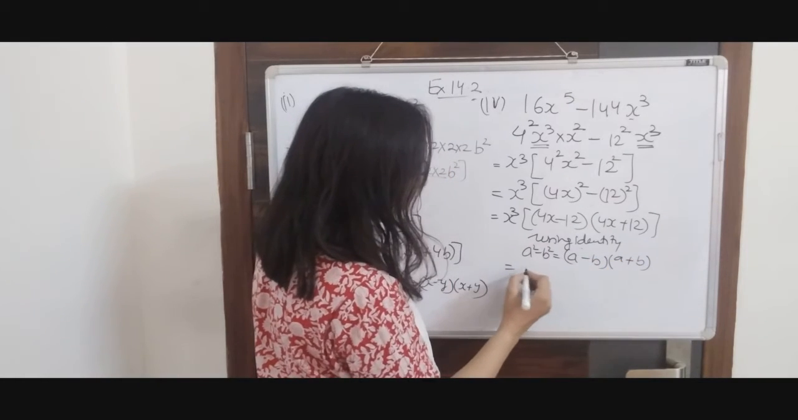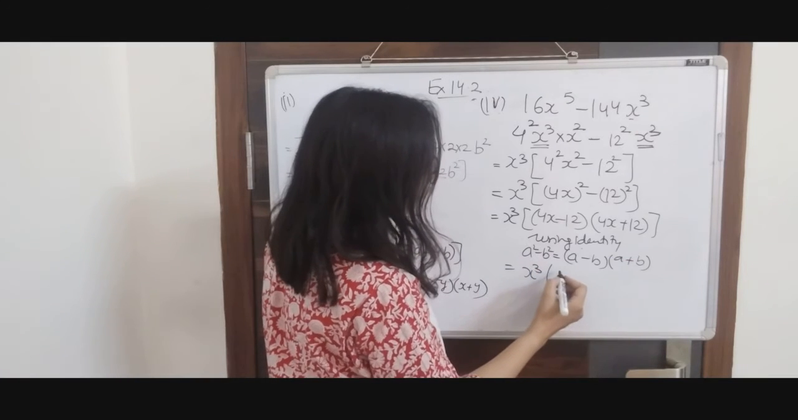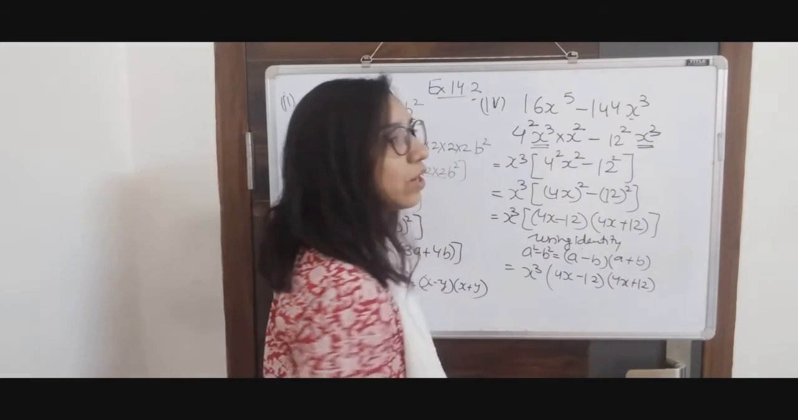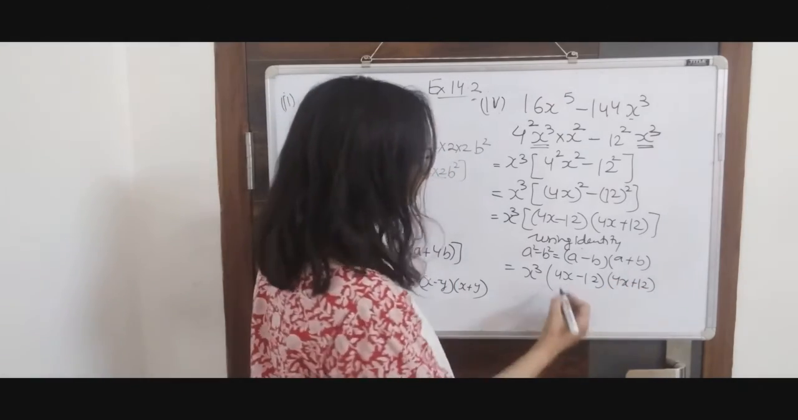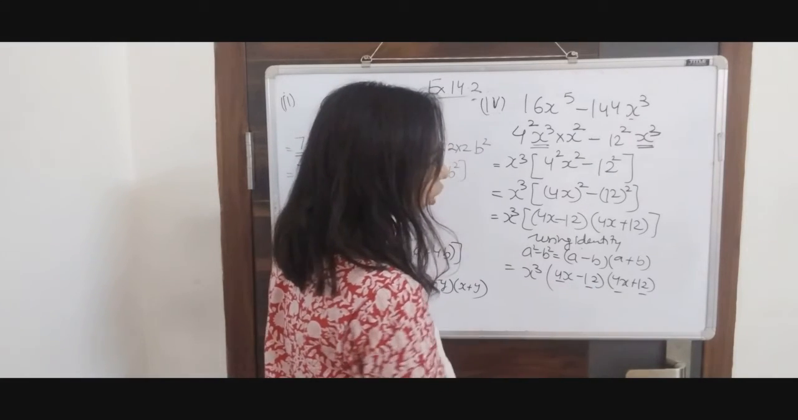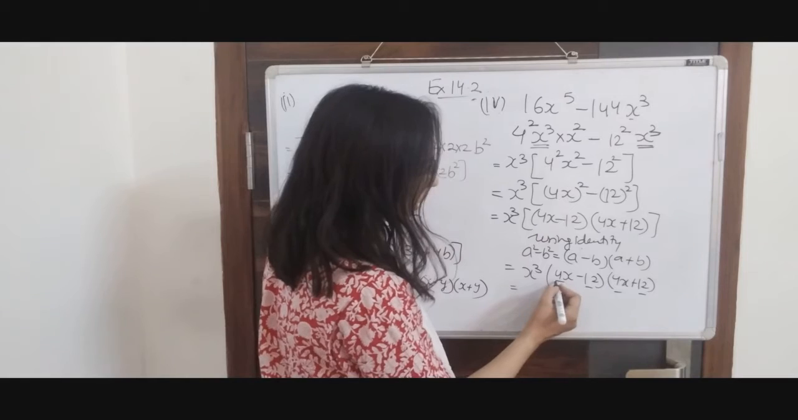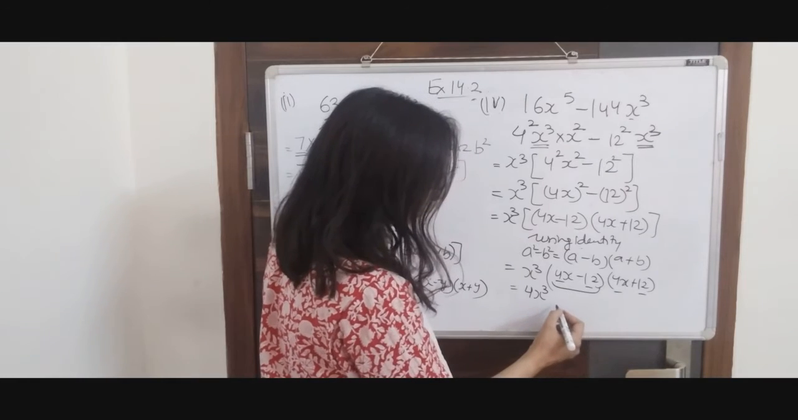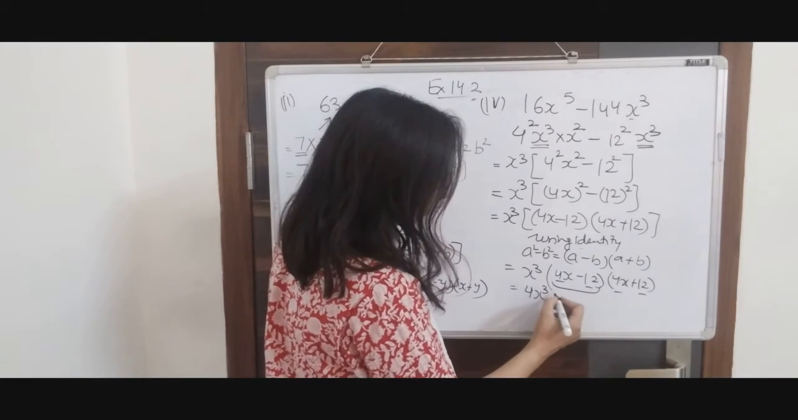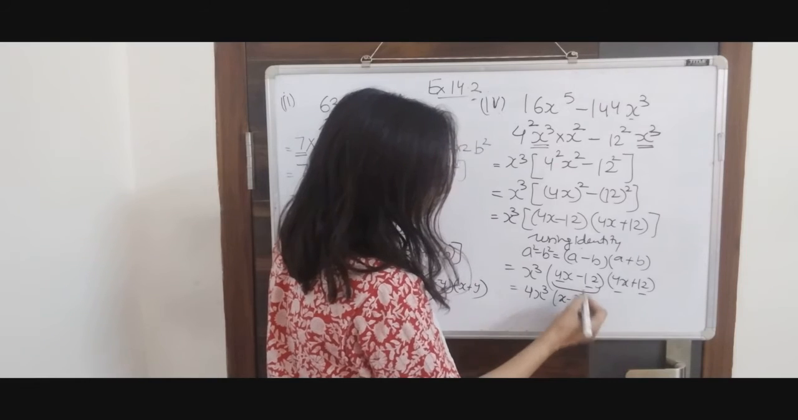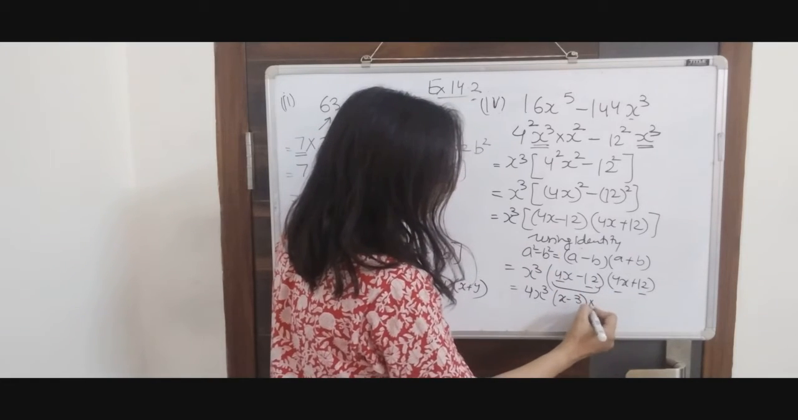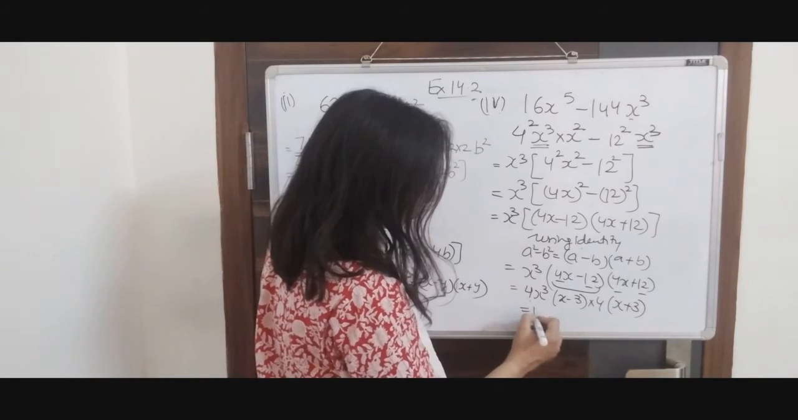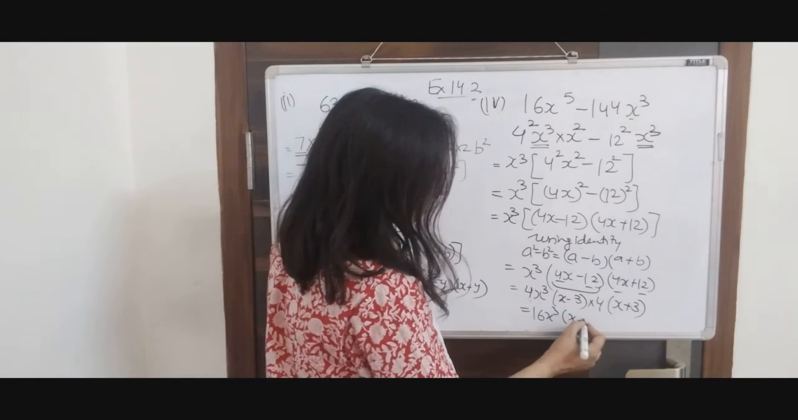Now there is a glitch: though we have factorized it as 4x minus 12 and 4x plus 12, these are not irreducible factors. Why? Because 4 is common in this and 4 is also common in this. So we have to take them out. Taking 4 common from this side and from this side, we are left with 4 outside, and here it is x minus 3 (4 threes are 12), and here it is x plus 3. Multiplying the coefficients, it is going to be 16x cube (x minus 3)(x plus 3).